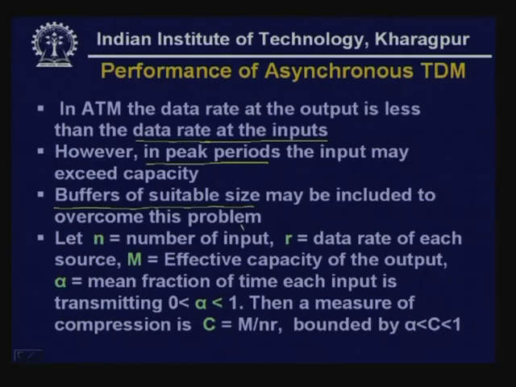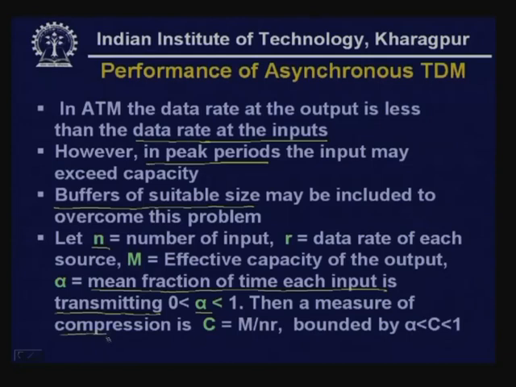Some experimentation has been done by which one can decide what the buffer size should be for achieving efficiency. Let us assume n is the number of inputs, r is the data rate of each source, m is the effective capacity of the output, and alpha is the mean fraction of the time each input is transmitting. That means the sources are not transmitting all the time, that is the important property that we are exploiting, and obviously alpha is less than 1, it lies between 0 and 1.